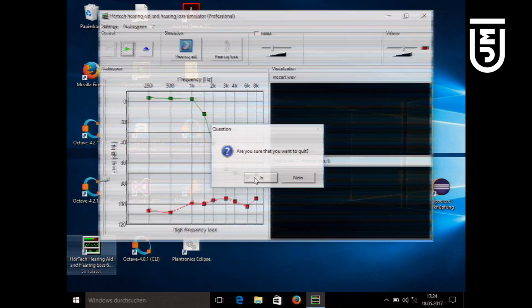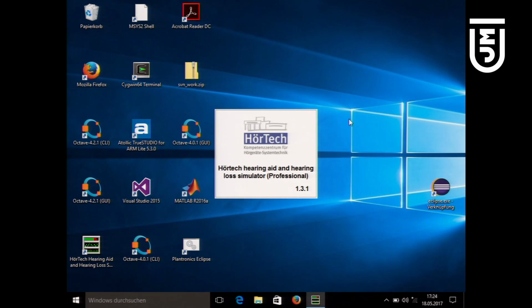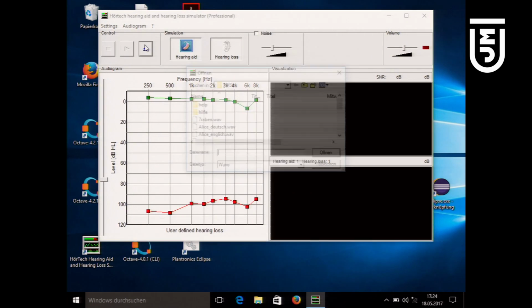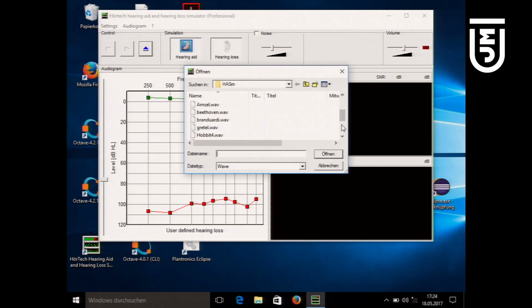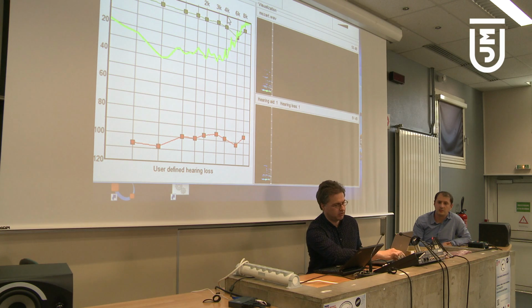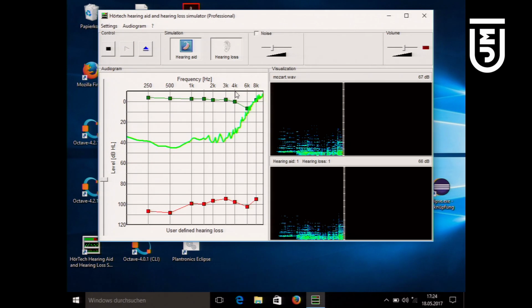Okay. If you have another demo effect. Ah, yes.